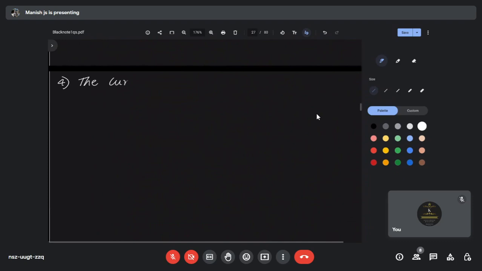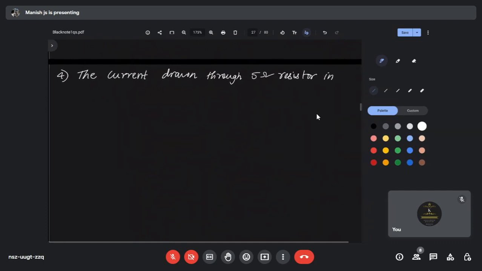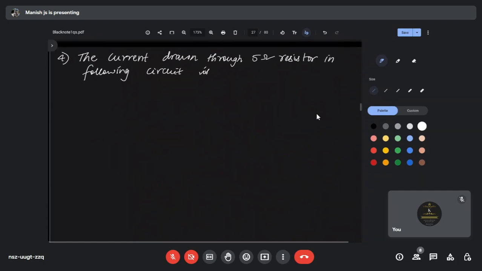The current drawn through the 5 ohm resistor in the following circuit is... so I am drawing the circuit now. This is the circuit.